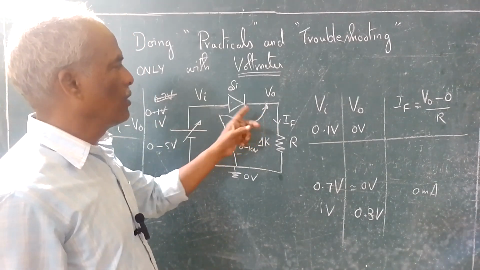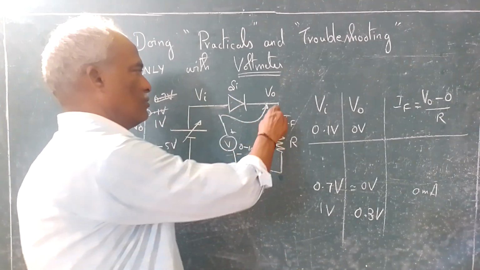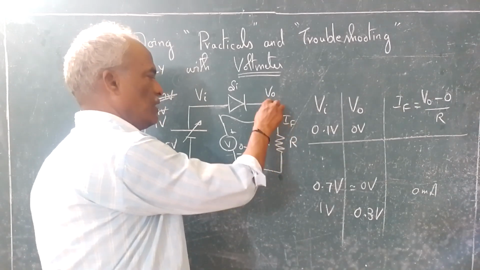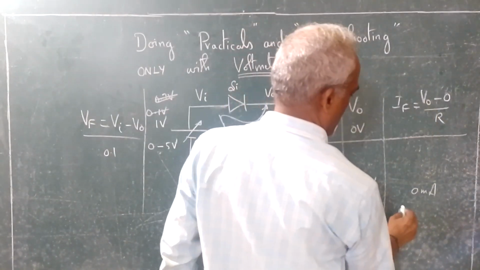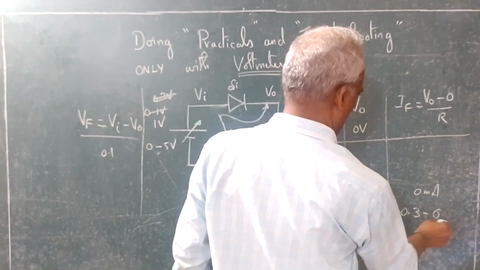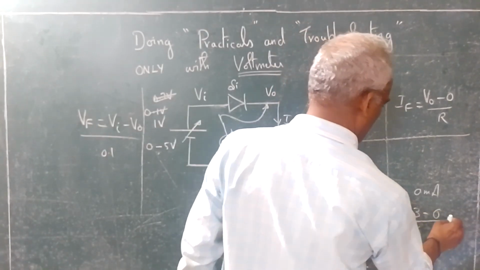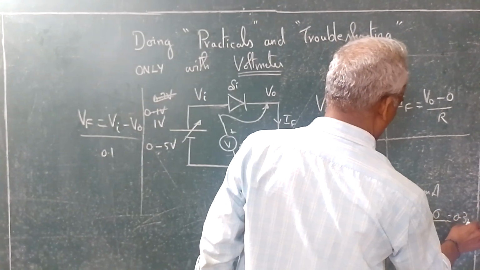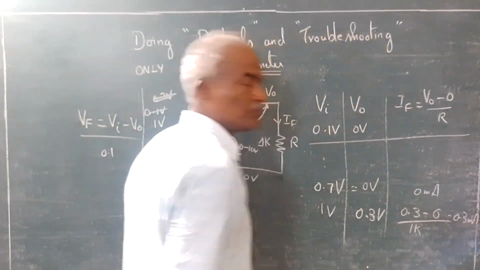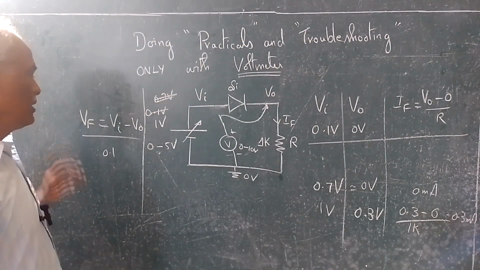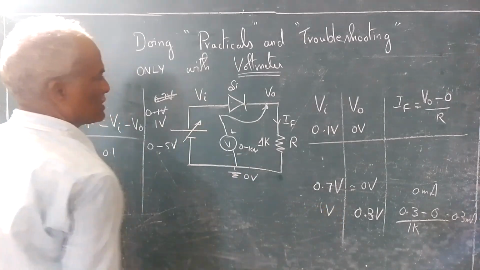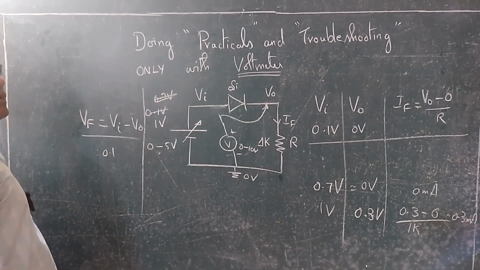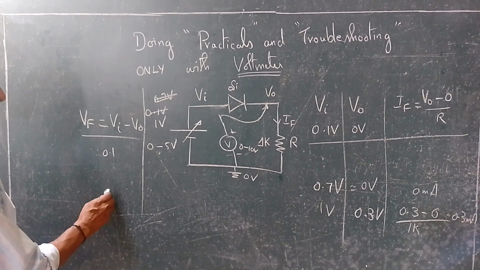Now what is the current flowing in the circuit? The voltage drop across the resistor is V0 minus 0, that is 0.3 minus 0 divided by 1K. This is going to give you 0.3 milliamps. Now coming to forward voltage, what will it give? V in we know is 1 volt, V out is 0.3. So that will give you 1 minus 0.3, which is 0.7 volt.